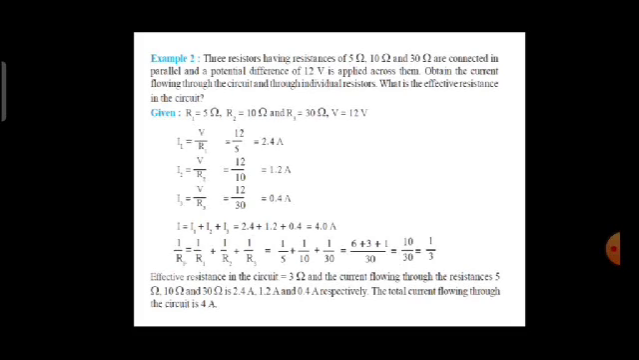Now we have to calculate effective resistance also. So 1 upon Rp will be 1 upon 5 plus 1 upon 10 plus 1 upon 30. So it will be 1 upon 3. So the effective resistance in the circuit is 3 ohm, and the current flowing through the resistances of 5 ohm, 10 ohm and 30 ohm is 2.4 ampere, 1.2 ampere and 0.4 ampere respectively, and the total current flowing through the circuit is 4 ampere.